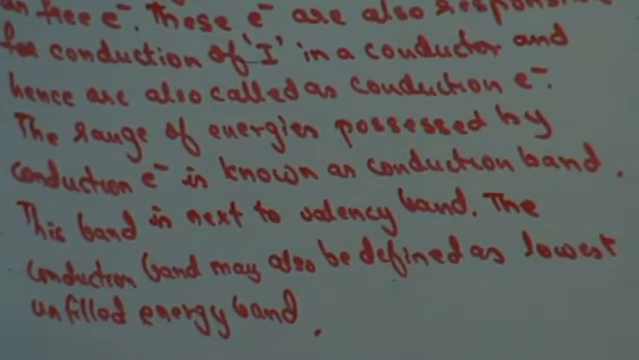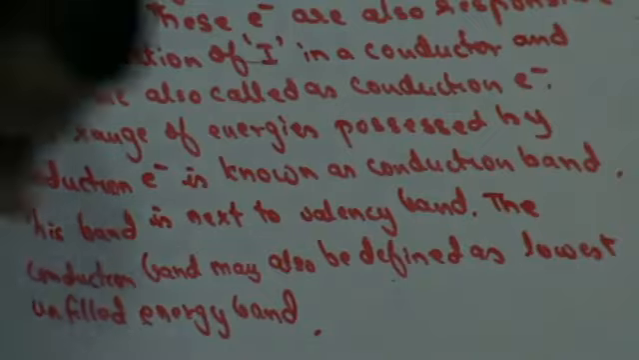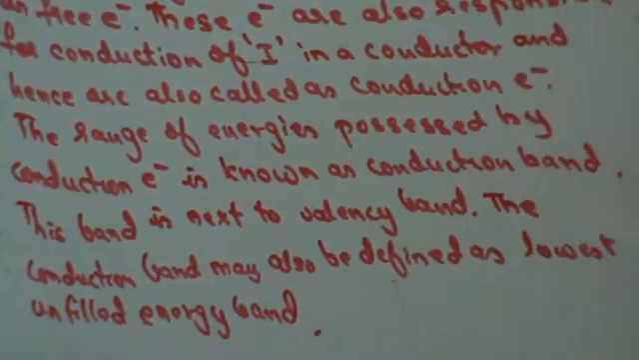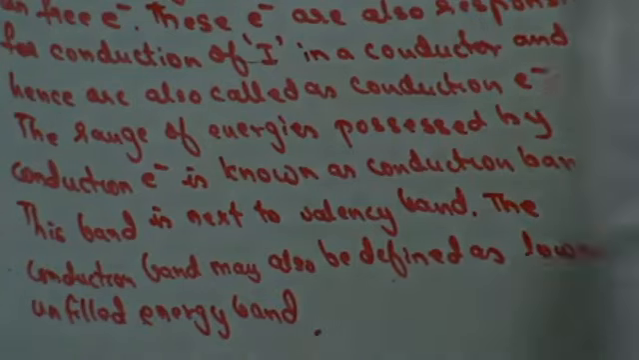This difference between the energy levels of the valency band and the conduction band is called the forbidden energy gap. Okay. So what is the forbidden energy gap? It is the separation between the conduction band and the valency band. Right? That is called your forbidden energy gap. Fine?